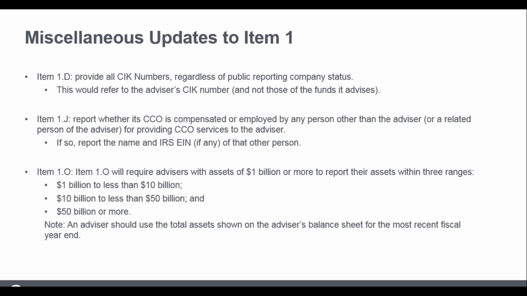In terms of item 1.O, you will be required to disclose whether the advisor has assets of $1 billion or more, and that disclosure is going to be within 3 asset ranges. They're listed here on this slide. And in order to answer this question, you're going to want to take a look at the total assets shown on the advisor's balance sheet for the most recent fiscal year end. And again, this is asking about the advisor's assets and not the assets under management of the firm.